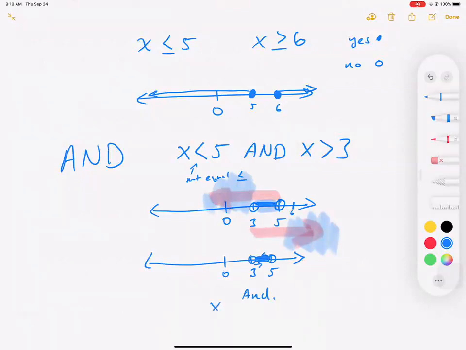Right? X is greater than 3, and x is less than 5 at the same time. And for "and" statements, these types of compound inequalities, we actually have a special way of writing it.